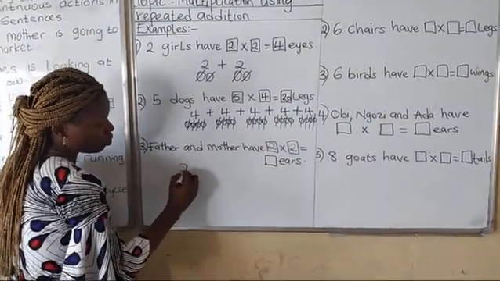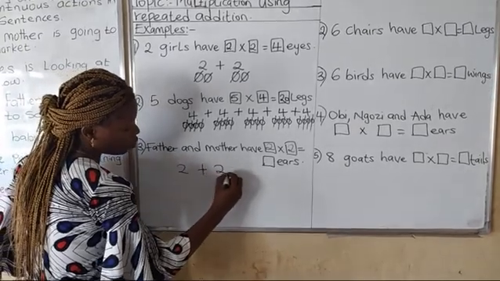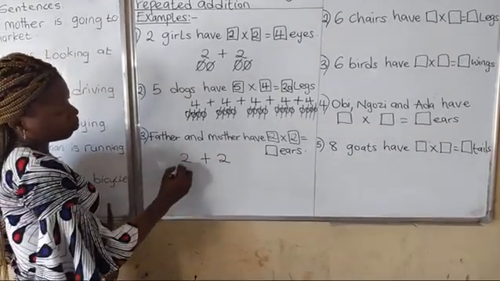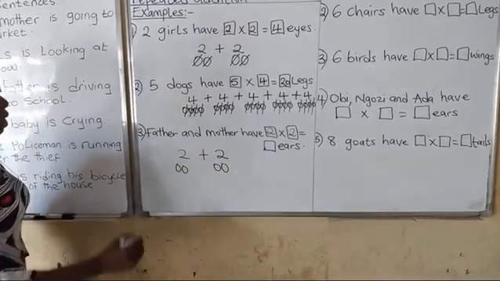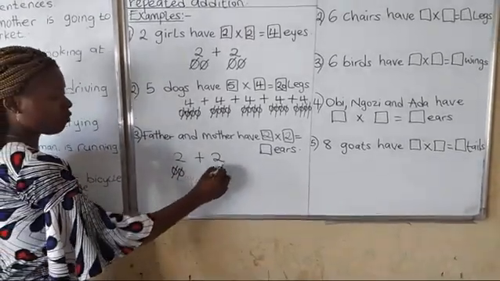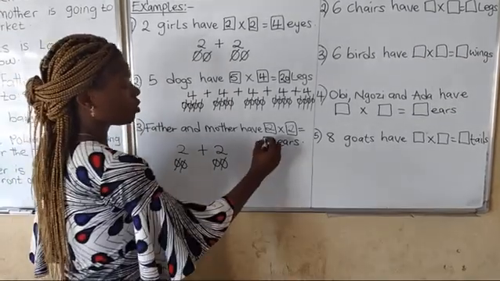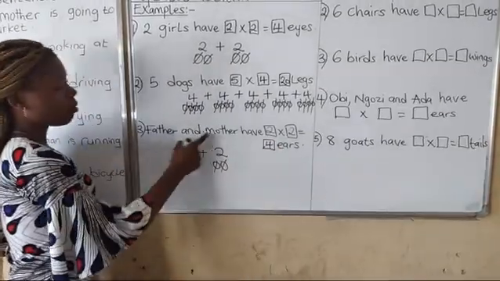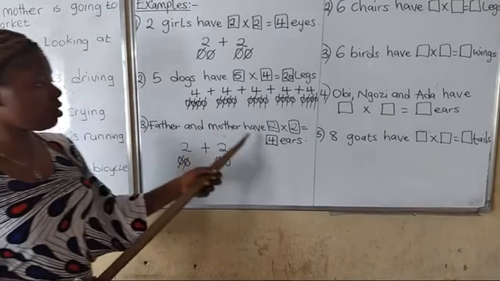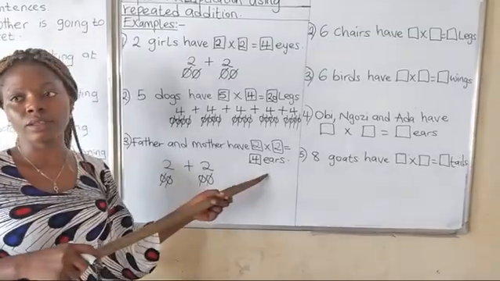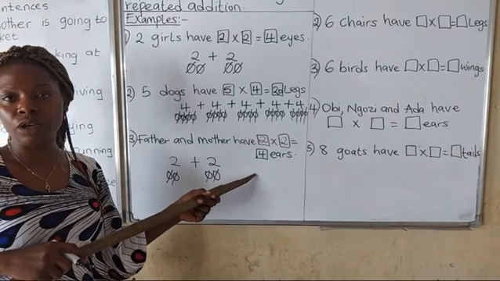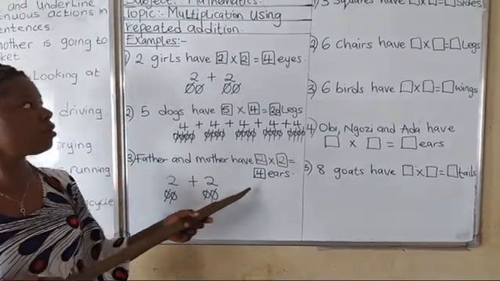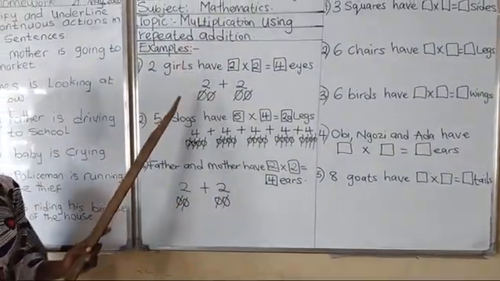2 plus 2. 1, 2, 1, 2. You count together. 1, 2, 3, 4. Our answer is 4. So father and mother have how many ears? 4 ears. Do you understand? Are you following? Alright. Let me go through what we've done so far.